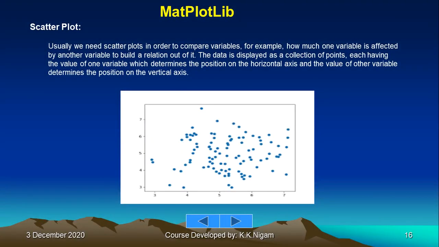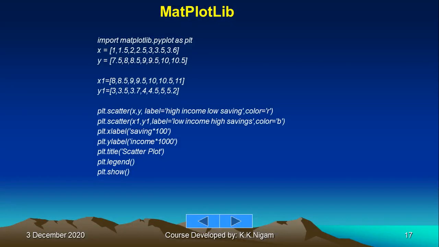Then scatter plot. Now scatter plot is again a very useful plot. Usually we need scatter plots in order to compare variables. For example, how much one variable is affected by another variable, to build a relation out of it. The data is displayed as a collection of points, each having the value of one variable which determines the position on the horizontal axis, and the value of other variables determines the position on the vertical axis.